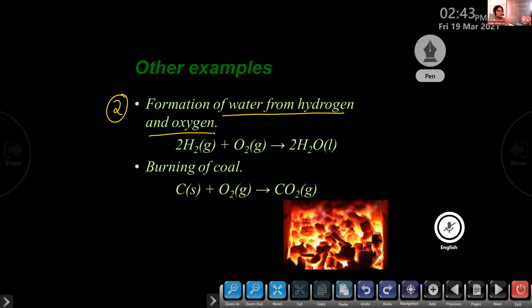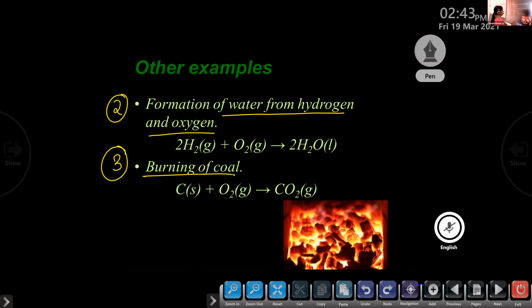In this chapter, you have to deal with questions. There are certain reactions given in the question paper, and you have to identify which type of reaction it is. So you have to note down that in a combination reaction, two or more reactants combine together to form a single product. That is a combination reaction. Okay, clear?